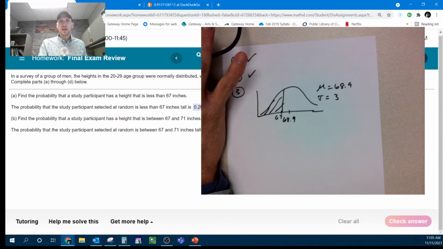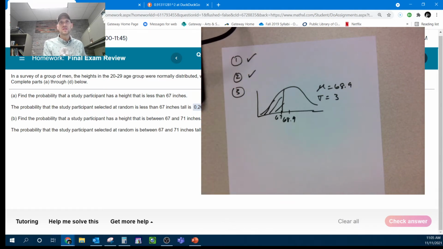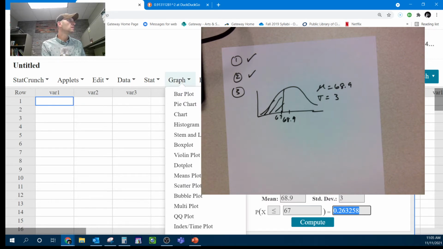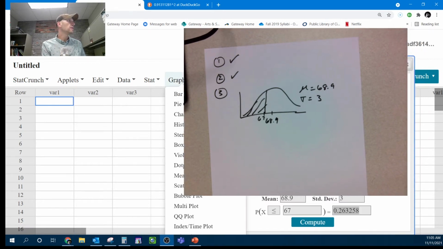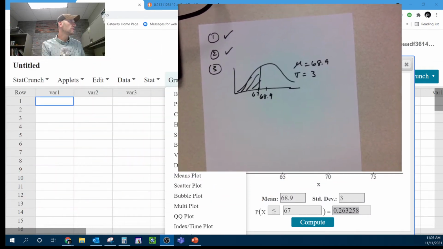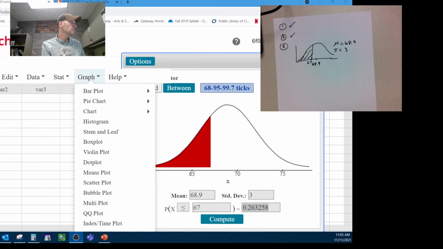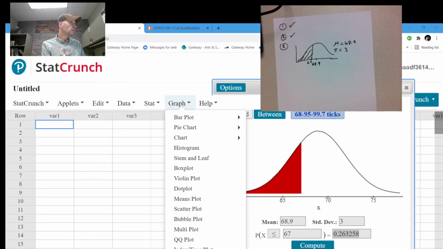Probability that it's between 67 and 71. So back to StatCrunch, and you can click on between. Sorry, I didn't know that my thing was in the way. Let me see if I can shrink that down a little bit.